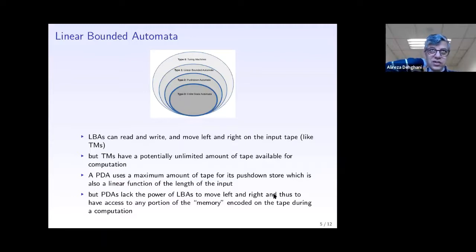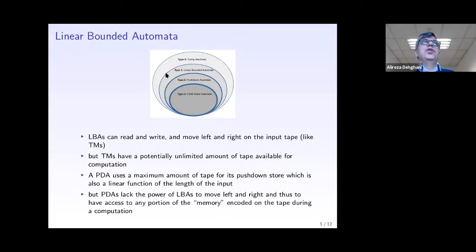I may ask, what is the difference between PDA and LBA? One of the differences is that a PDA cannot move left and right, and thus cannot have access to any portion of the memory encoded on the tape during the computation. So that's the reason why LBA is a stronger, more powerful machine than the pushdown automata, and Turing is more powerful because you have the whole tape available for you to do anything you want.